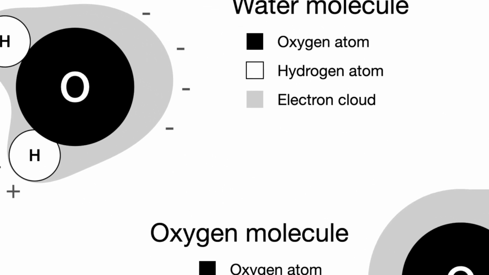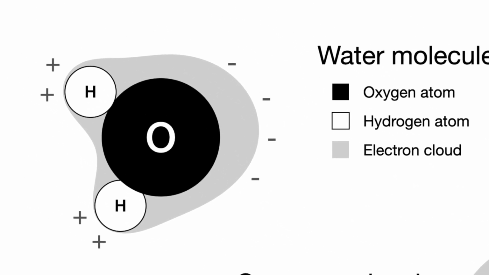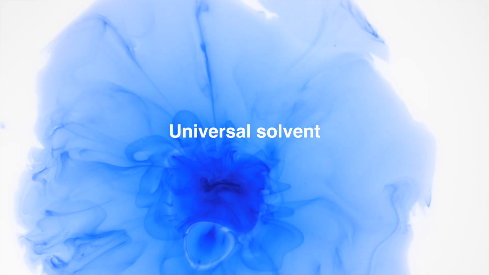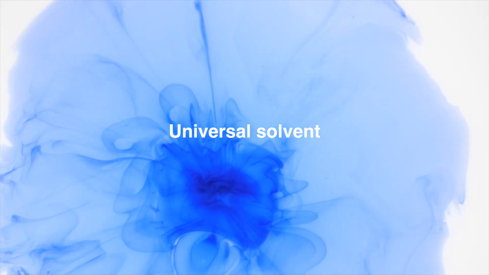On the other hand, molecules from different atoms have different electron affinities. The electron cloud is imbalanced. It is called a polar molecule. The most popular polar molecule on our planet is water. Water has very strong polarity. It is also called the universal solvent.